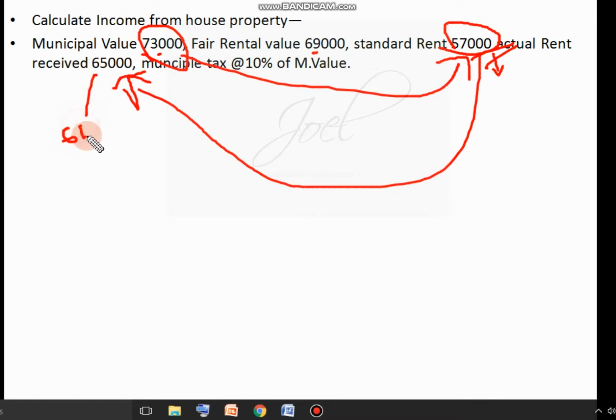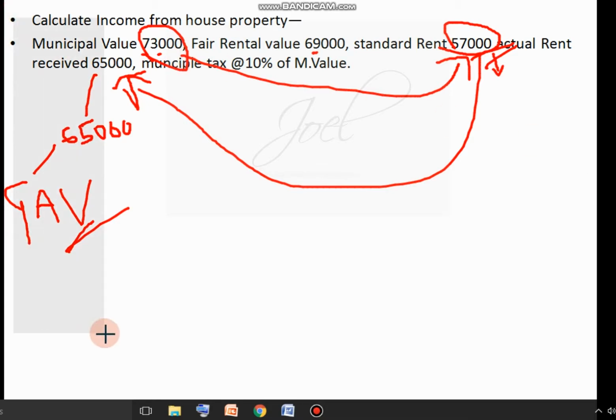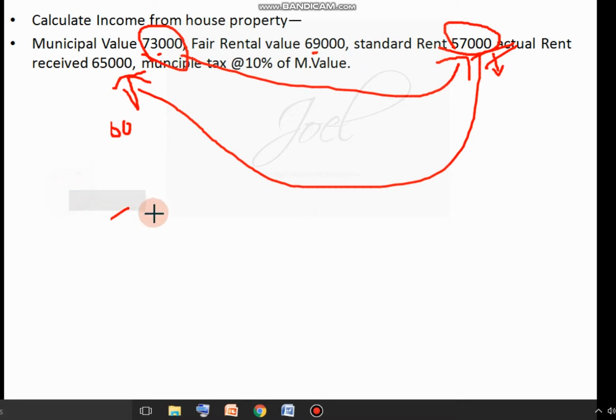So in this particular case, our gross annual value will come up to 65,000. 73, 69, highest is 73. 73 and 57, lowest is 57. 57 and 65, highest is 65. So 65 is our gross annual value. By considering this amount we have to consider other deductions. So we'll see the solution here.